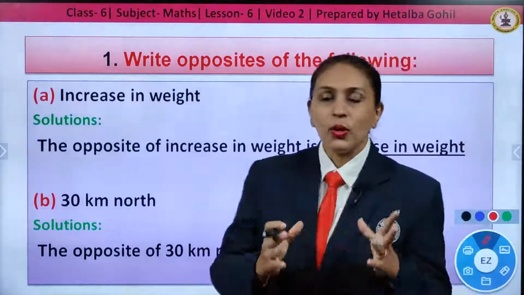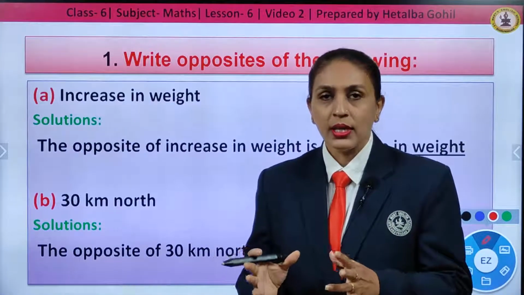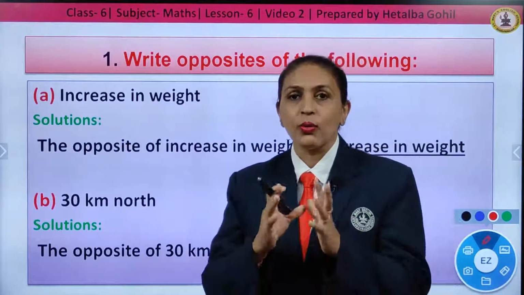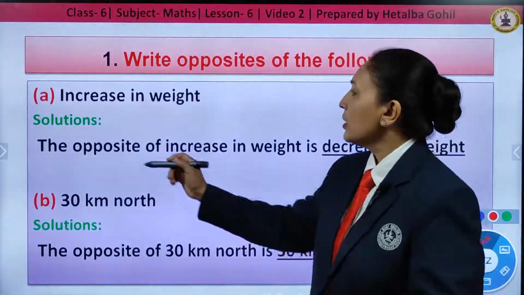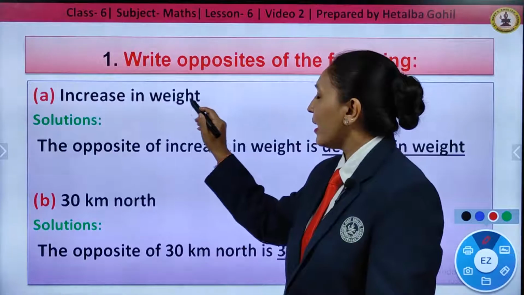Children, we have learned opposites in grammar also, right? So you know, in English also we have learned, so you know what opposites are. Here in maths also, now we are going to try with some opposites. Okay. So the first question, increase in weight.